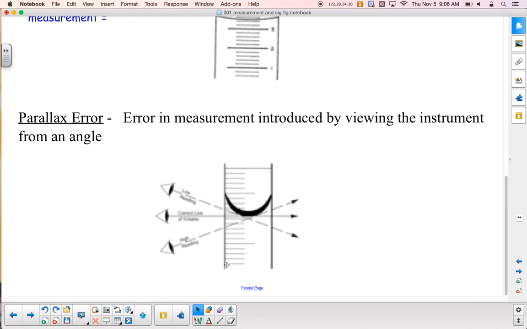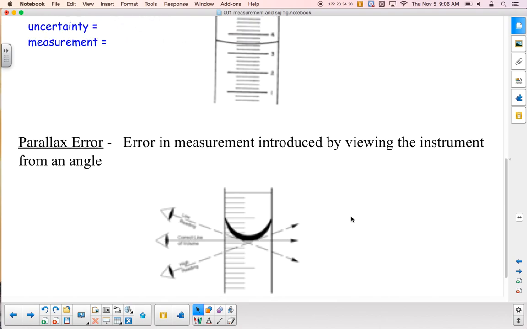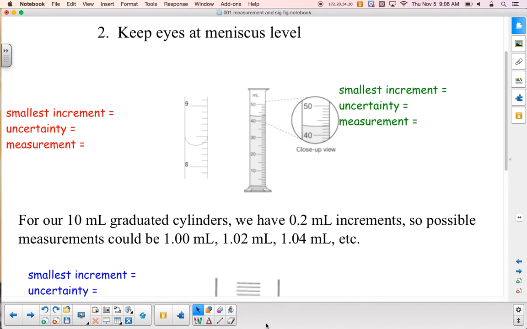Failure to do this will lead to something we call a parallax error. If you are looking down on your instrument, the volume reading that you're going to get is going to be too low. If you're looking up at the meniscus, the volume reading you're going to get is going to be too high. You will only get an accurate measurement by putting your eyes in line with the bottom of the meniscus. So here we have some pictures of some graduated cylinders.